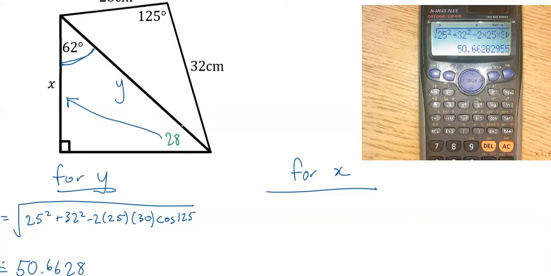When you label your triangle, or when you're picking which one, like I chose cos, but it's not cos of 28 equals x over y, which is 50.7, right? Because 28 is opposite of x. If I choose cos, I need to make sure I'm using 62 so it's adjacent. So I'm going to fix that, 62.